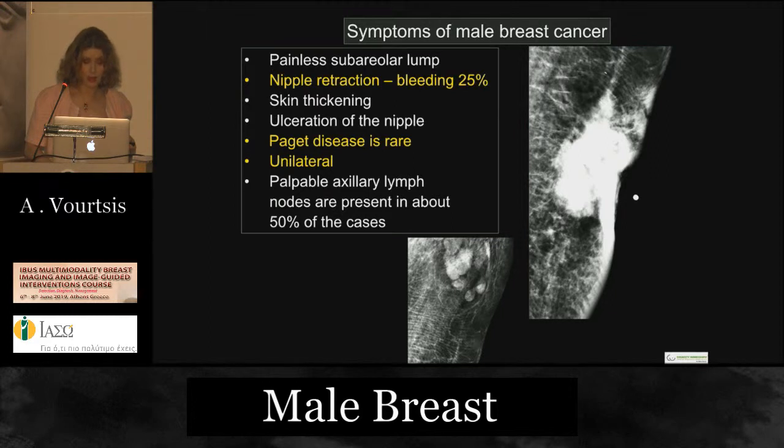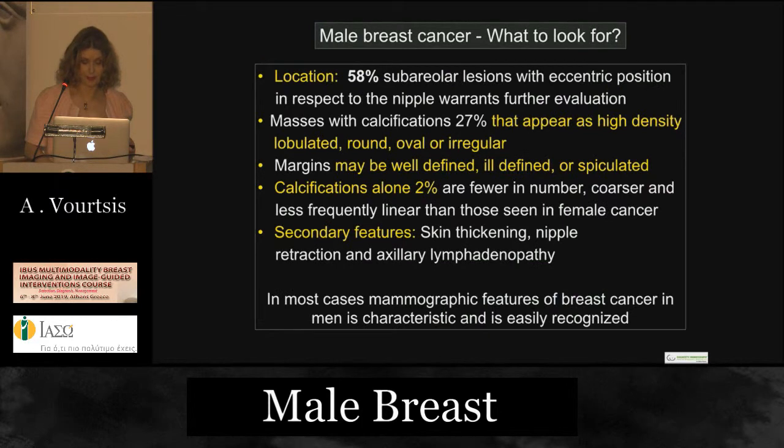It is unilateral, and the presence of enlarged lymph nodes in the axilla is seen in about 50% of the cases. What about the location? What are we supposed to look for, and what are some hints for differential diagnosis of cancer versus gynecomastia? The location is very important. Most male breast cancers develop eccentrically with respect to the nipple. Any lesion located eccentrically with respect to the nipple needs further evaluation.